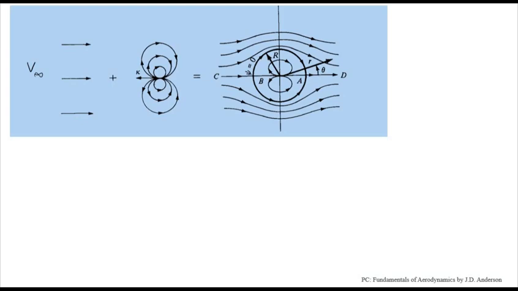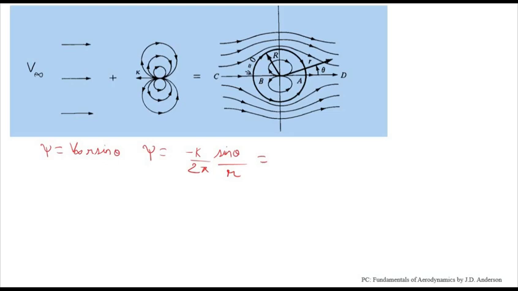Now let us write the stream function of both the flows, that is uniform flow and the doublet. For uniform flow we have V infinity r sine theta, and for the doublet we have psi equal to minus kappa by 2 pi sine theta by r. So the combination of these two would be this, which you're able to see on the right, that is the non-lifting flow over a cylinder.